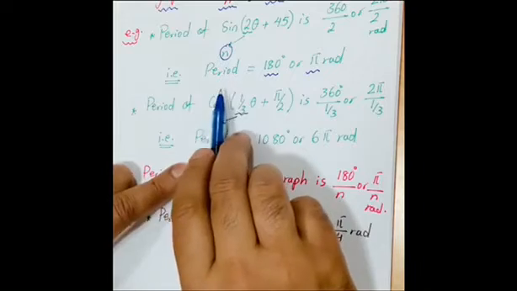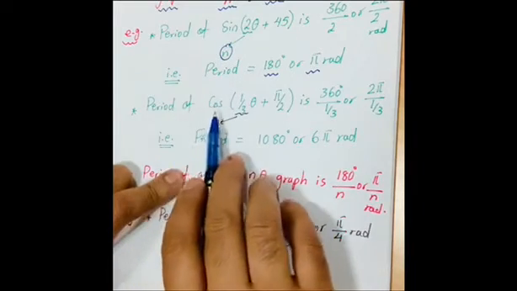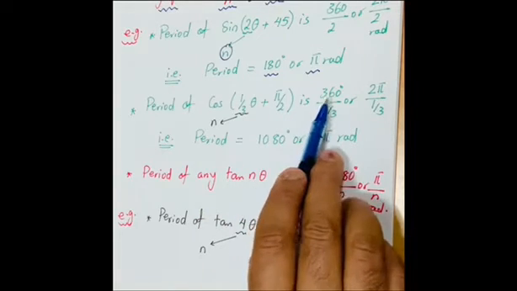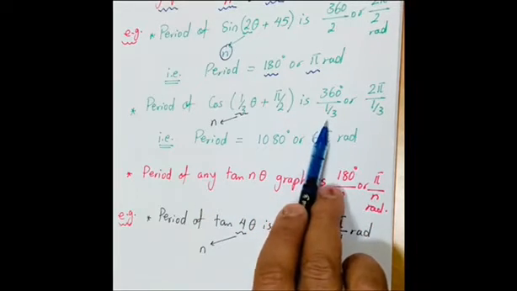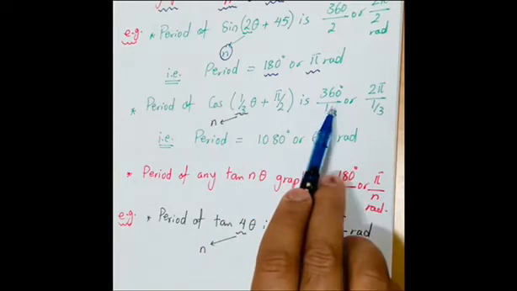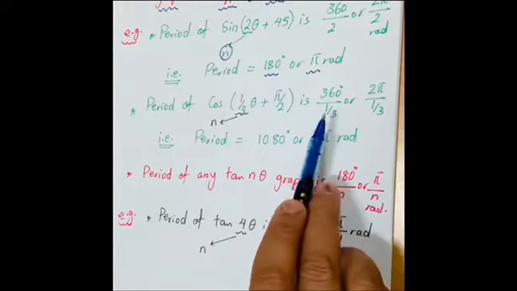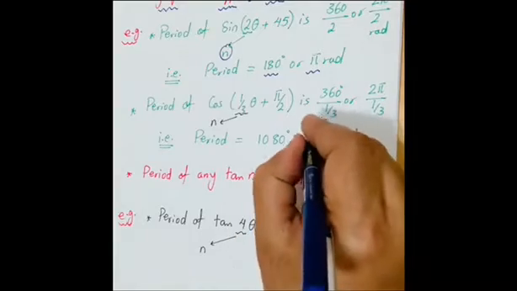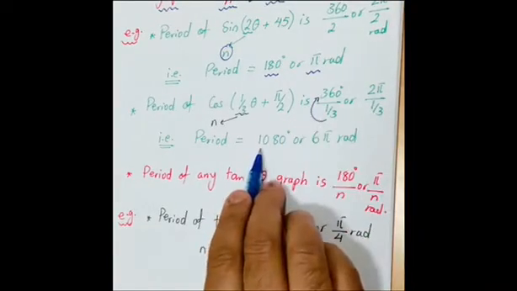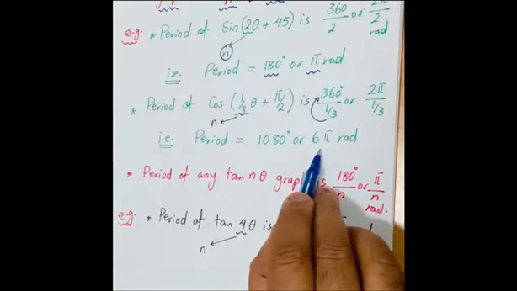Same idea with the cosine. The period of cosine of 1 over 3 theta plus pi over 2 is 360 over 1 over 3, or 2 pi over 1 over 3. So 360 divided by 1 over 3 in the calculator, or you can move the 3 up. So 3 times 360 is 1080, or in radians is 6 pi.